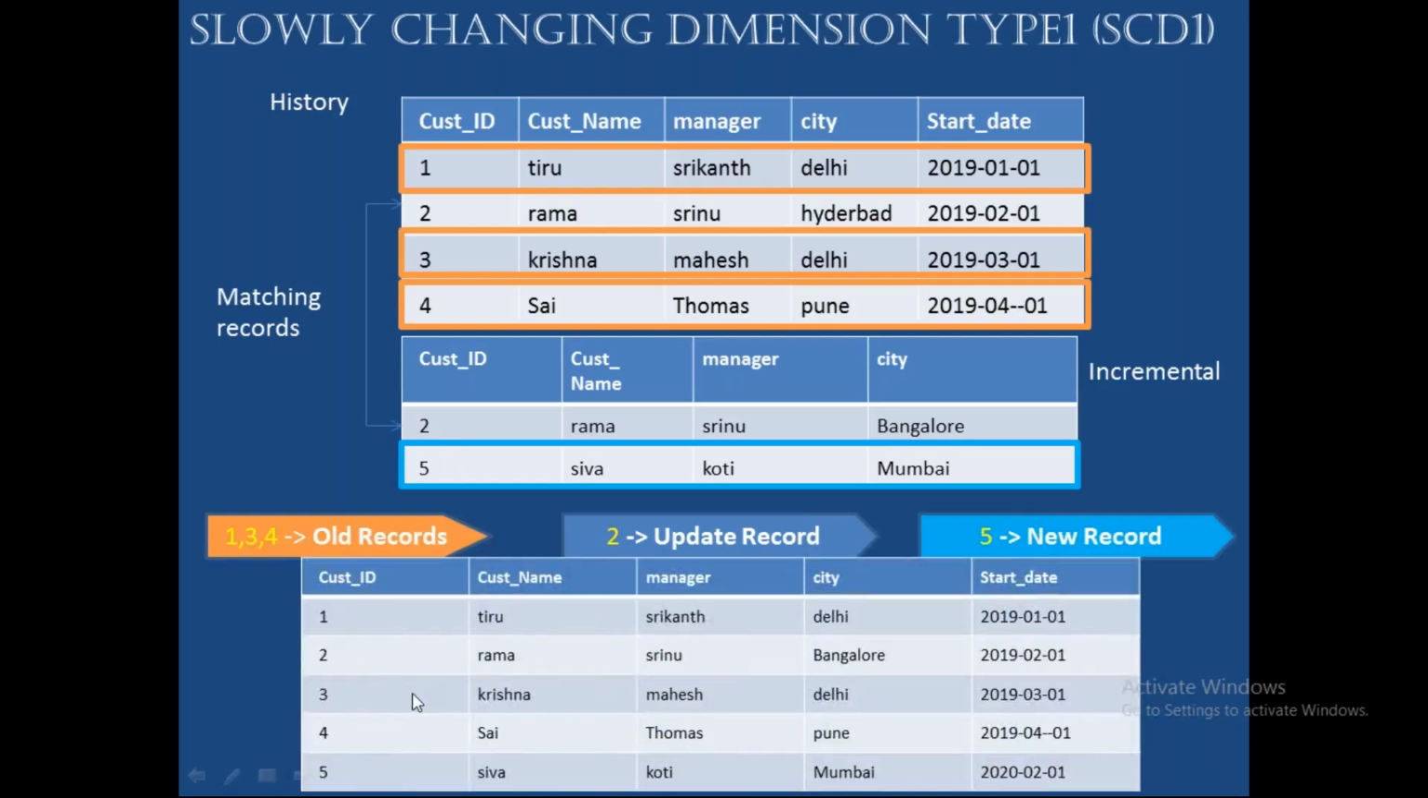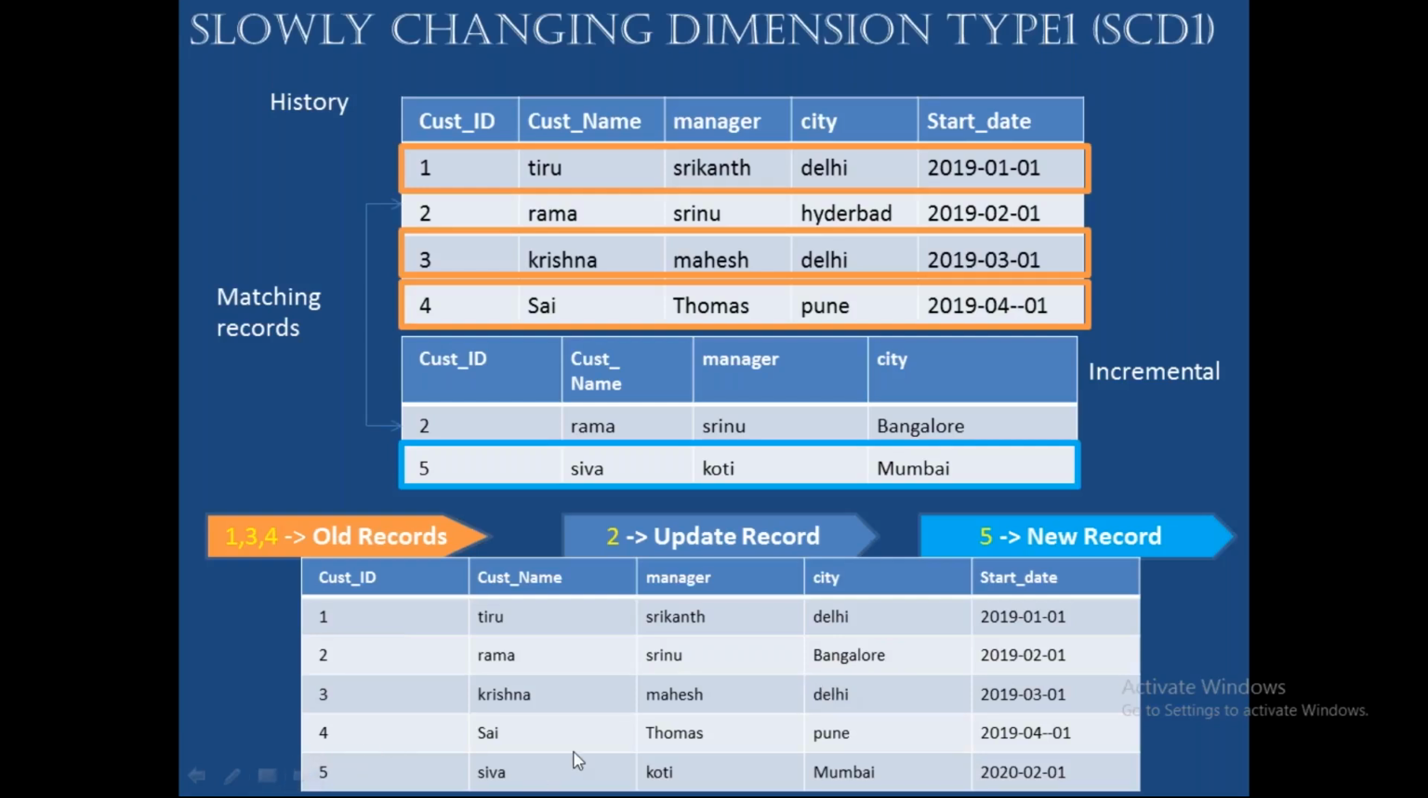When you just do this, you will get your output something like this. But do not worry, I'm going to generate the hash value here, and I will show you that practically. Next, cust ID 1, 2, 3, 4, 5. Now look at 2, Rama, Srinu, Bangalore. It became Bangalore from Hyderabad. But where is the Hyderabad record? The Hyderabad record is gone.